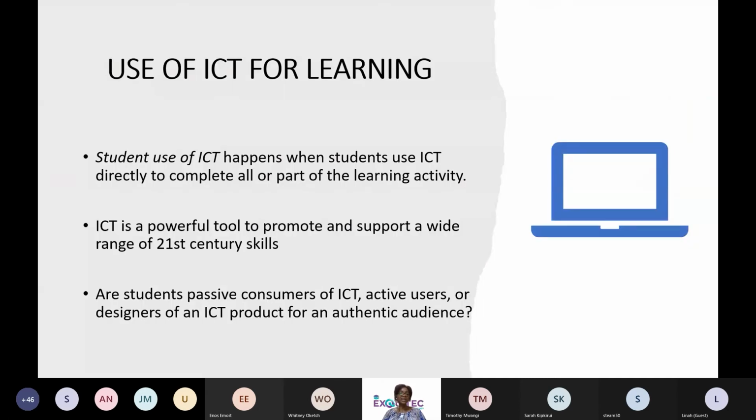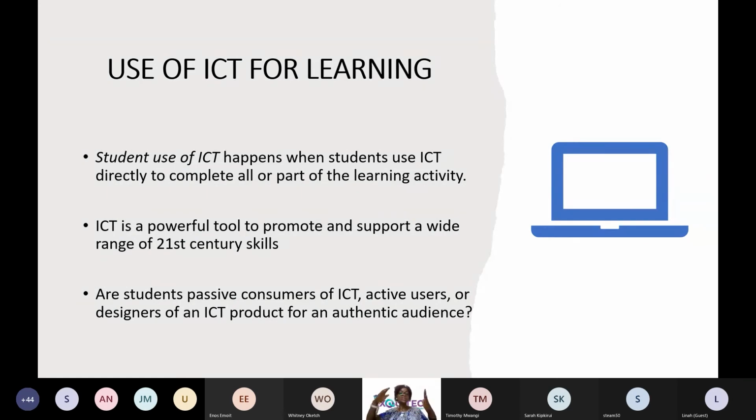Let's talk about use of ICT. Use of ICT is also one of the 21st century learning skills that we want to imbibe in our students. And so students use ICT directly to complete all or part of the learning activity. So there's some form of use of ICT where the activity is concerned.